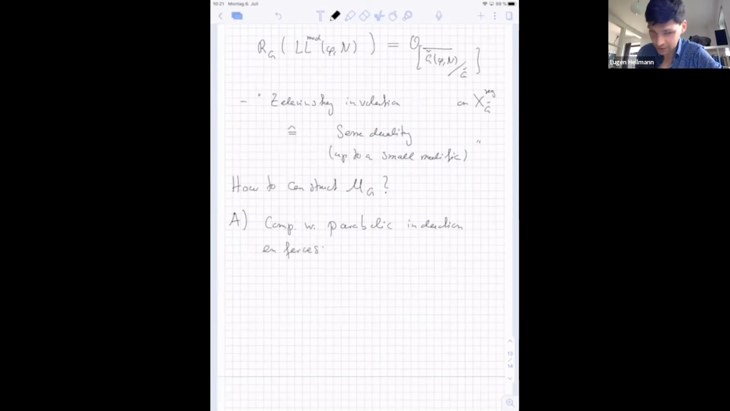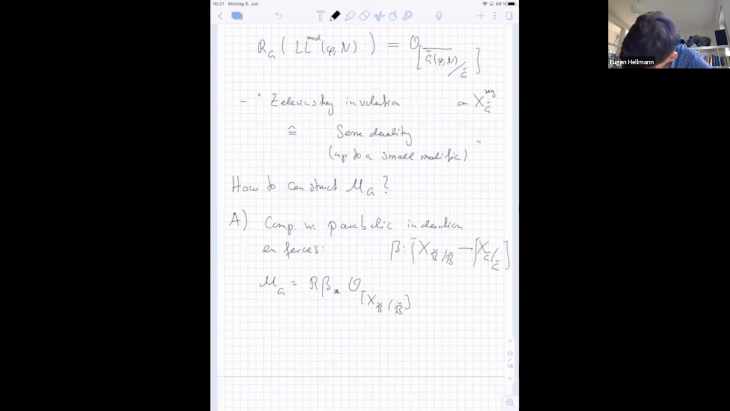So this enforces that MG has to be the derived direct image of the structure sheaf on the stack for the Borel. Okay, so here beta is this projection.